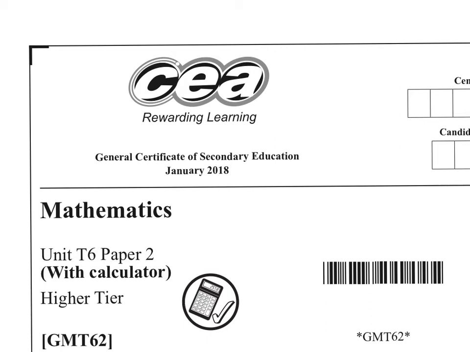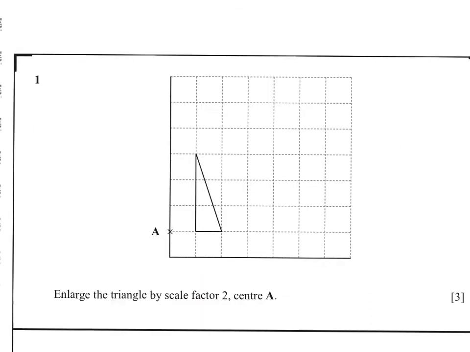T6 January 2018 calculator. When enlarging by a scale factor in a centre, not only does the shape enlarge by the factor of 2, but the distance from the centre to the shape, so that's 1 square, which means our new shape starts 2 squares away. This side is 1, so it becomes 2. The vertical is 3, so it becomes 6. And then we join the points up. Please make sure you do this with a ruler and pencil in the exam.